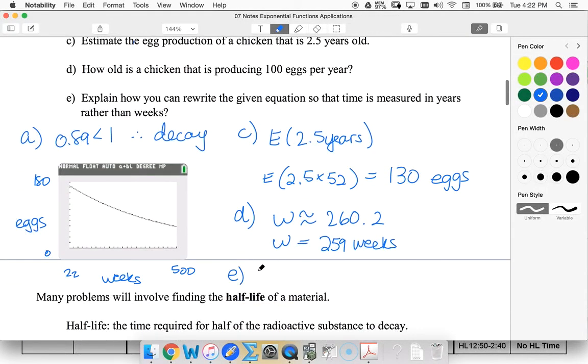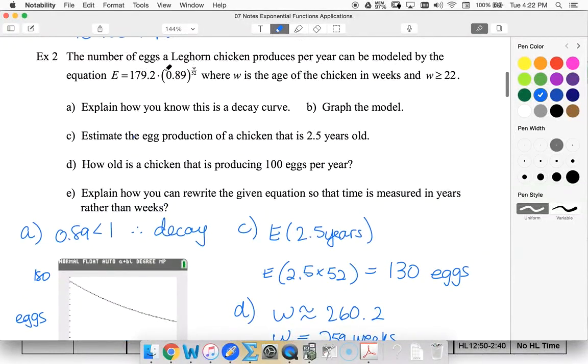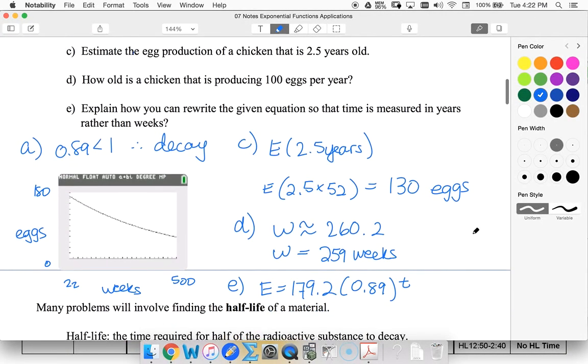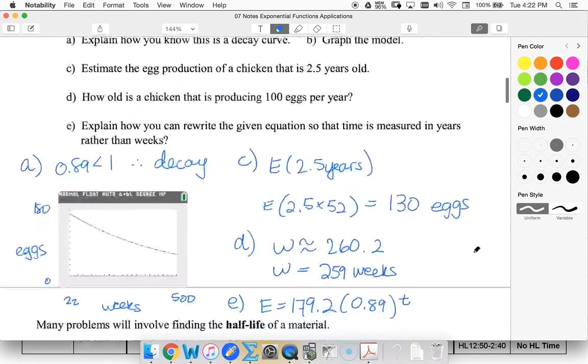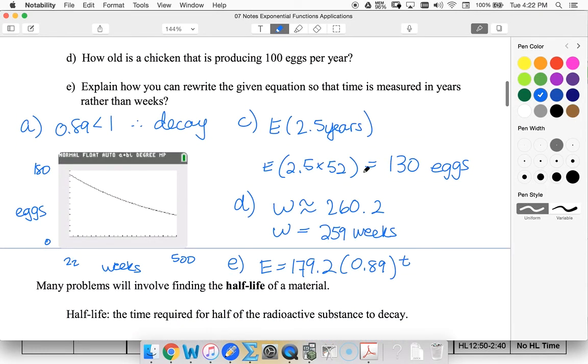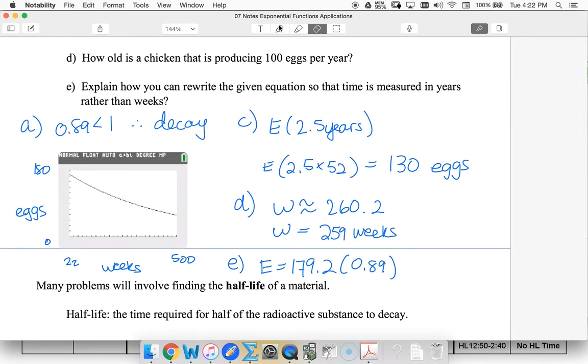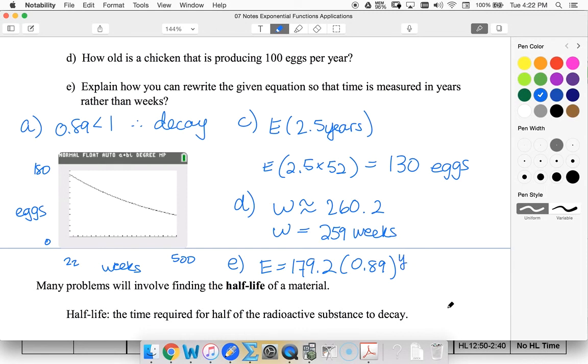So we would have that eggs equal 179.2 times 0.89 raised to our time value. Again, this is almost always years, but when I manipulate it, I can turn it into weeks or anything else. So here we divided by 52 to change from years into weeks. And I'll give this a Y to stand for years. All right, if that's confusing, ask me about it in class and we can talk about it some more.